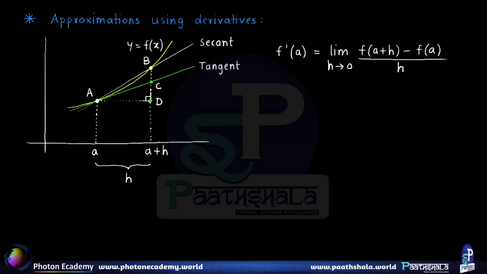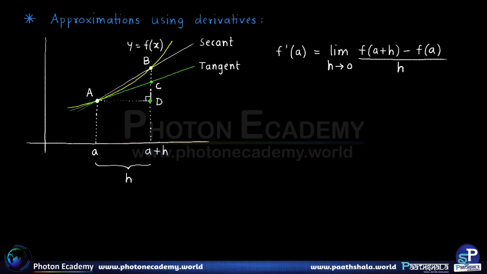So here in the figure, the slope of the tangent, that is the green colored line, is nothing but the derivative of that particular function at point A. So we know the definition of f dash of a, which is the limit of f of a plus h minus f of a, whole upon h, as h tends to 0.